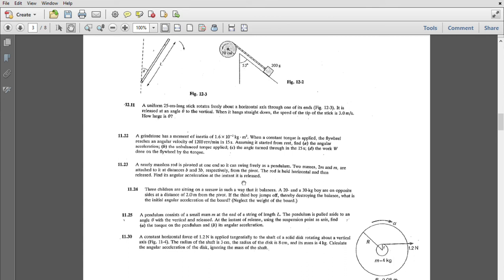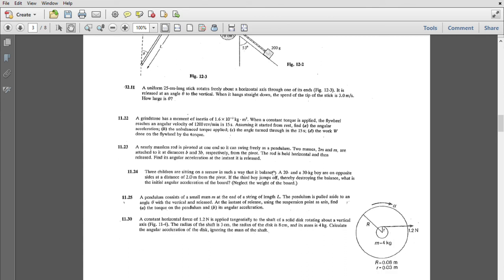We want to find alpha, so we first got to find I for this. And I is going to be the sum of the m's times the r squared. So the I would be 2m times b squared plus m times, in parentheses, 3b squared, whatever that ends up being. So put that sum in for I, and then multiply that whole mess times alpha, and then solve for alpha. That would be the angular acceleration at the instant it's released.